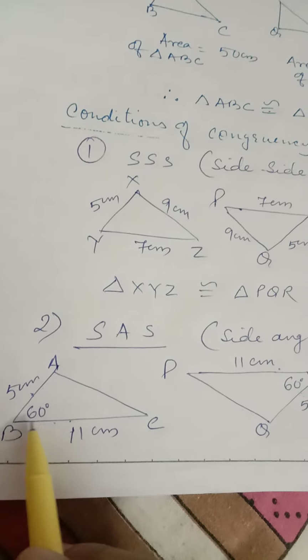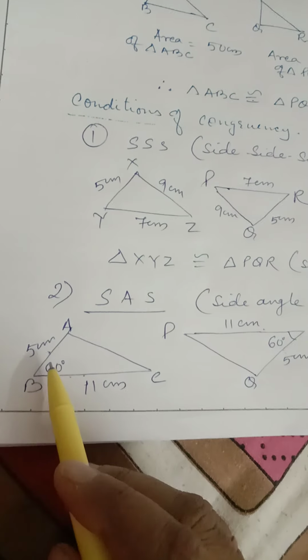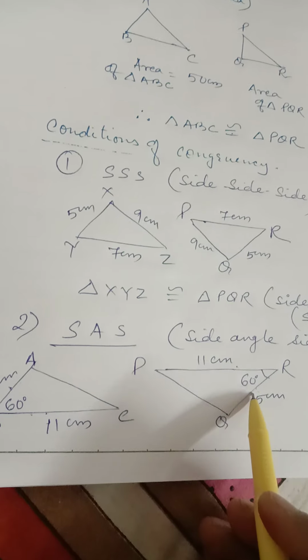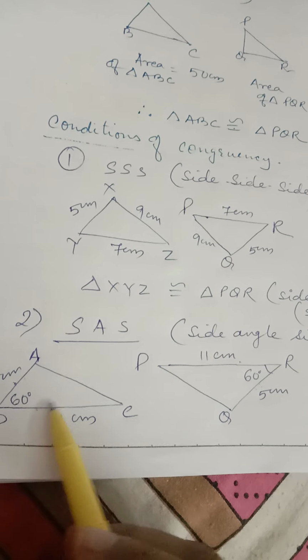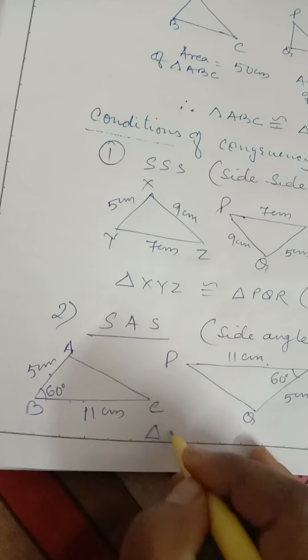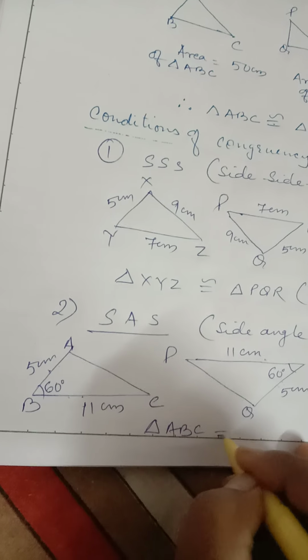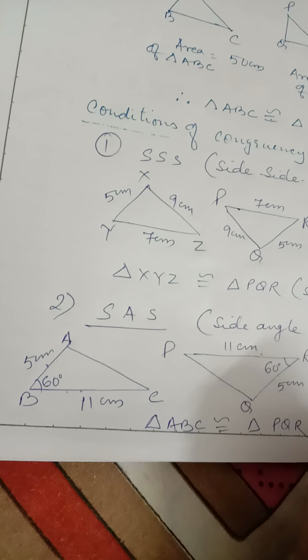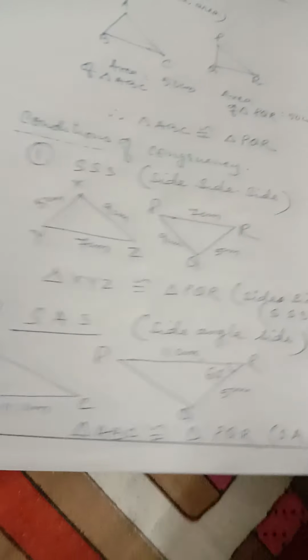Two sides and the included angle should be equal. Now you see two sides 5 centimeter, 11 centimeter, and 11 centimeter, 5 centimeter, and the included angles are 60 degree, 60 degree. So in this case, triangle ABC is congruent to triangle PQR according to SAS condition.